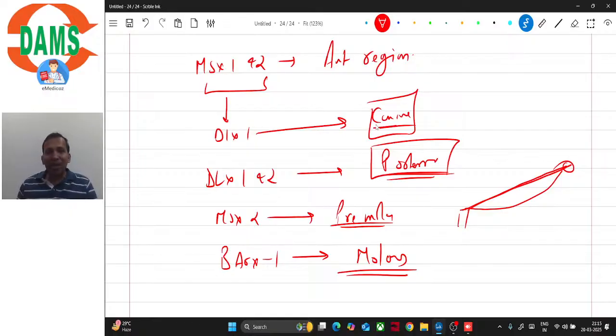Yes, DLX1 is in posterior region. DLX1 and 2, they are both posterior specific. D is for distal, M is for mesial. So DLX1 and 2 are posterior specific, though they overlap in the canine region. So DLX1 overlaps in the canine region, right?